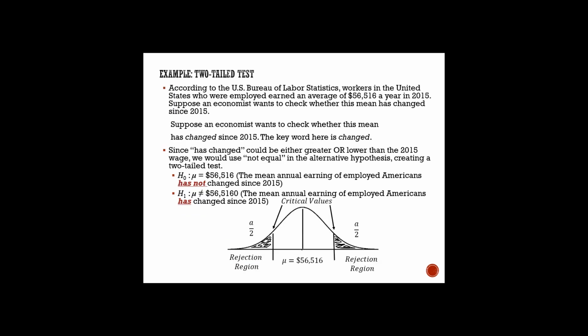So let's look at an example. Now this is according to the U.S. Bureau of Labor Statistics, and it says that workers in the U.S. who were employed earned an average of $56,516 a year in 2015. So we are an economist, we're a researcher. We want to check and see if this average or this mean has changed since 2015. Now note the words I used, the question I ask as a researcher is, has the average salary changed?